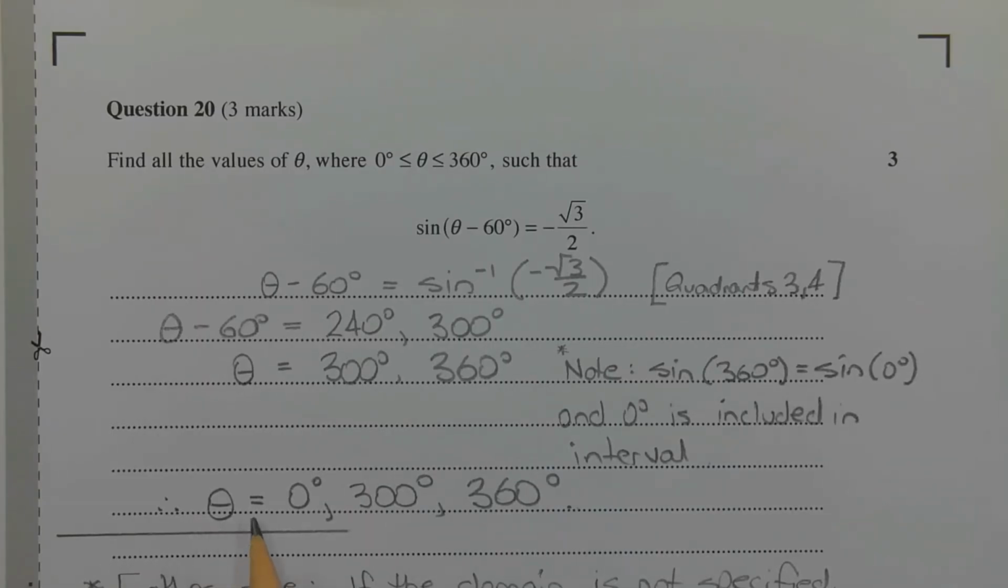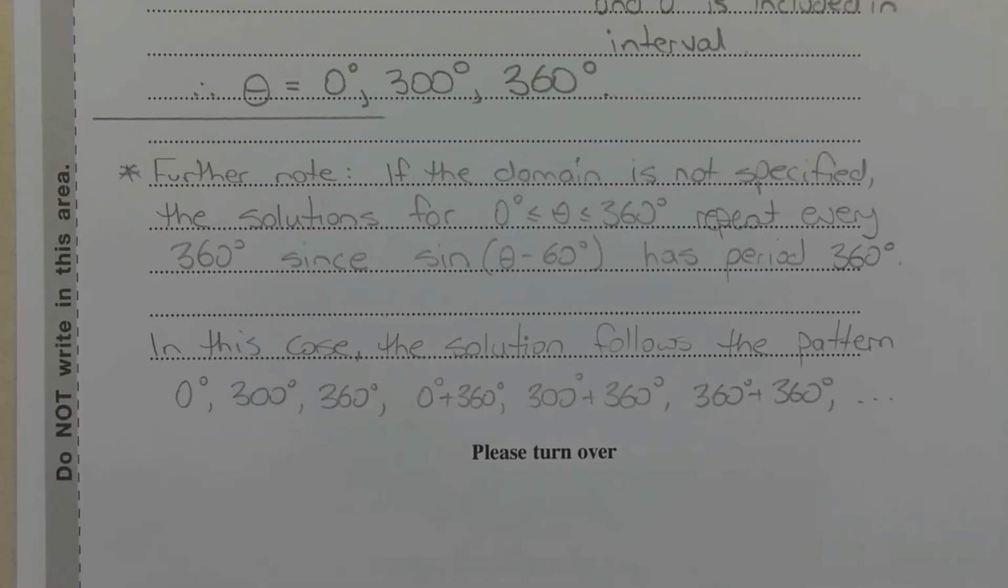Therefore, theta is equal to 0 degrees, 300 degrees, or 360 degrees. Further note, let's say for argument's sake that the question is asked where the domain is not specified. In other words, we're dealing with an unrestricted domain. What would the solution look like then?